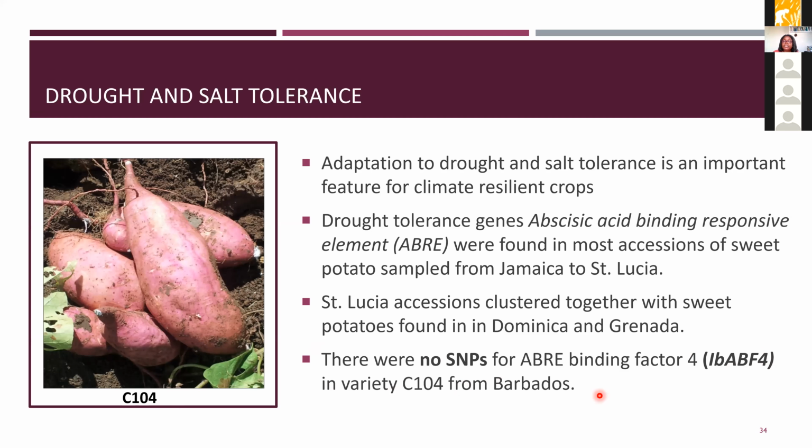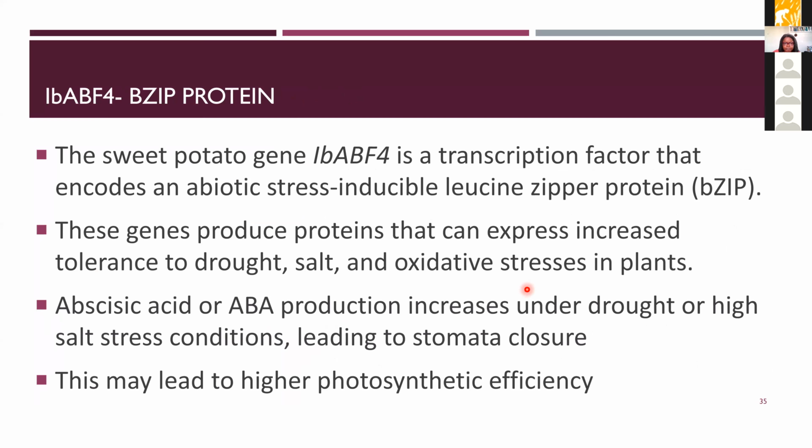The same thing happened with the isolates from St. Vincent. We could not find any hits in the database for those, for this particular drought resistance gene in the St. Vincent isolations. We found it in all the others, and we found that some St. Lucia clustered together, etc. So when we looked at this gene further, it is what is called a transcription factor. It simply means that it is involved in the making of proteins, and in the making of proteins that assist the plant in being tolerant to drought, salt, and oxidative stress.